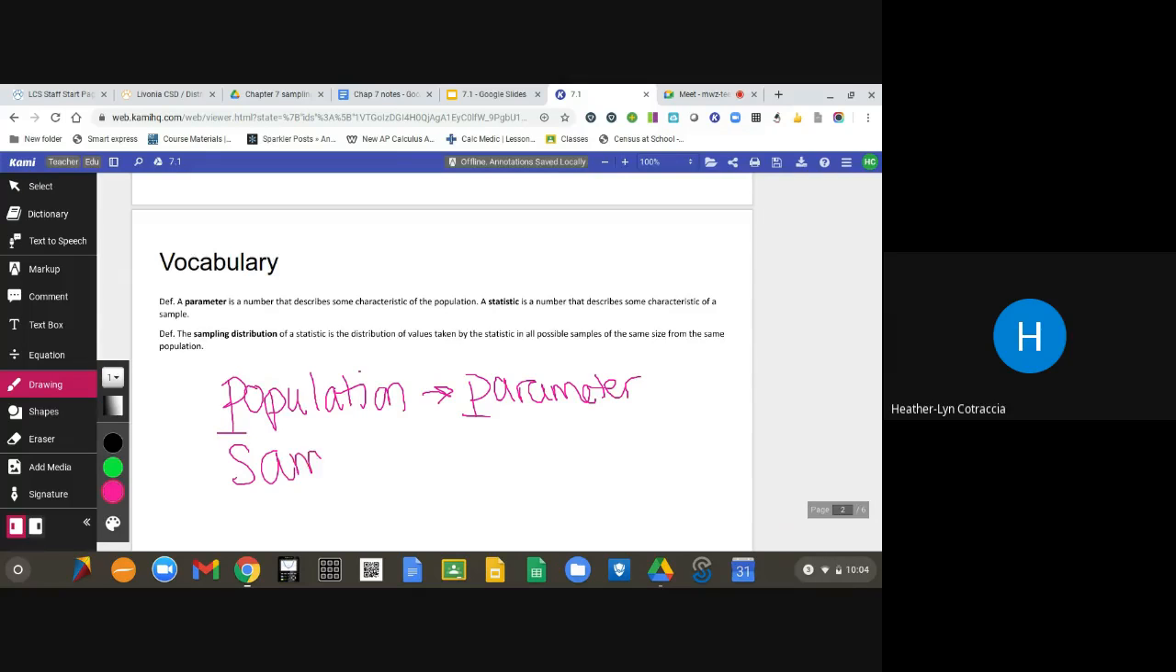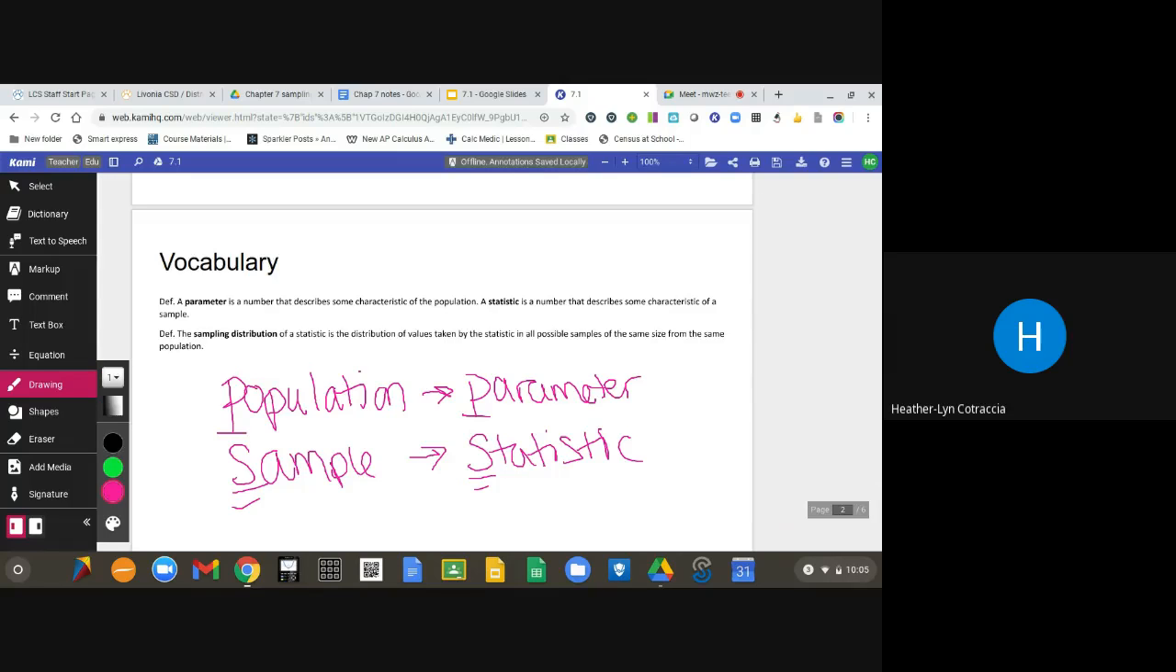And if you have a sample and you're trying to estimate something with it, then that is what we call a statistic. Again, S and S. So something like if I wanted to estimate the mean number of sports that Livonia High School students play, and I randomly select a sample of 10 students and figure out how many sports they play. My population is Livonia High School students. My parameter is the average number of sports that are played. My sample is the 10 students, and the statistic is the average for those 10 students.